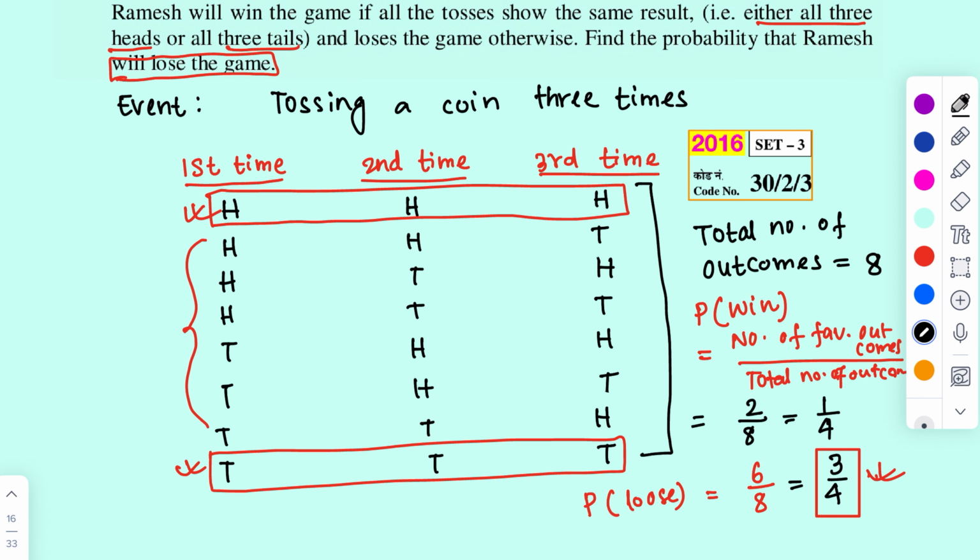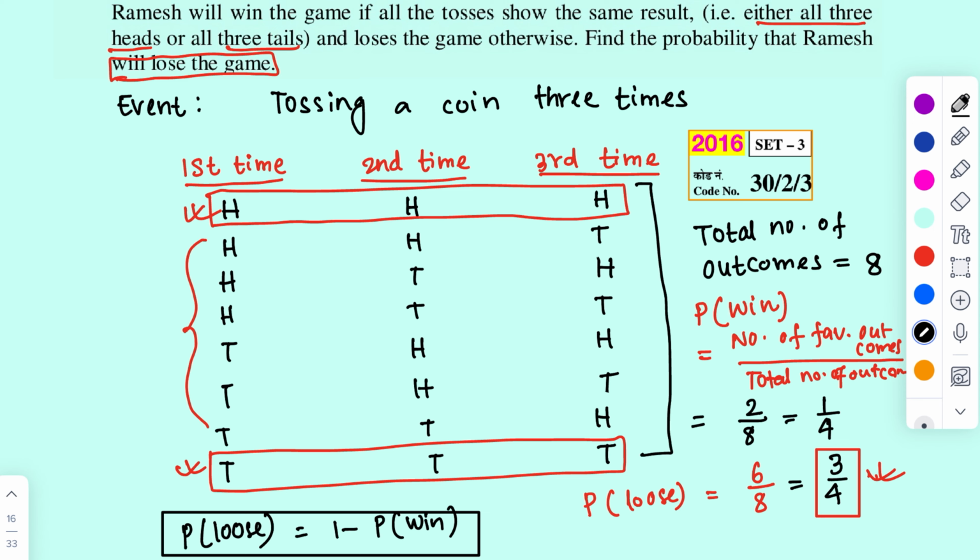Or we can also write it in this way, the probability of losing the game will be equal to 1 minus the probability of winning the game. So also we will get 3 by 4.